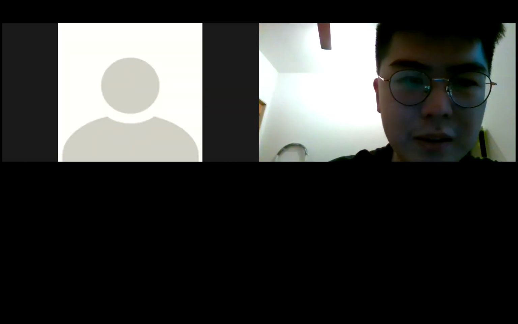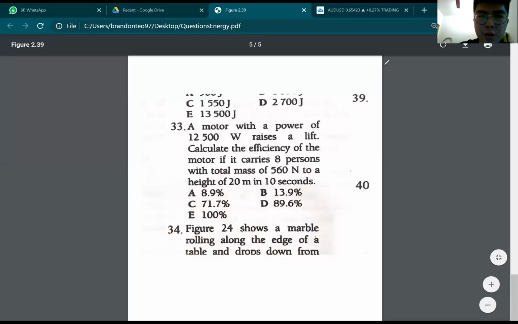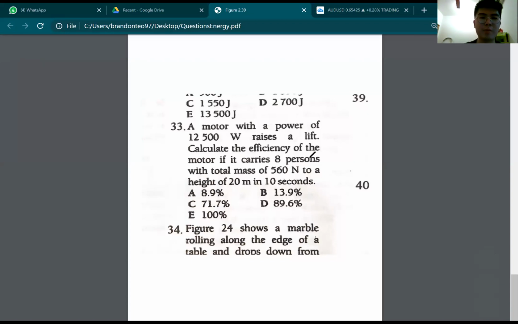So back to the question. A motor with a power of 12,500 watt raises a lift. Calculate the efficiency of the motor if it carries 8 persons with total mass of 560 to a height of 20 meters in 10 seconds. So is the first number, 12500, the power input or output? It says a motor with a power of 12500, so this is like the power rating. So this is the power input.